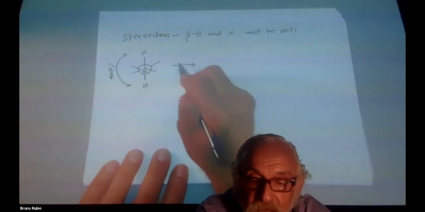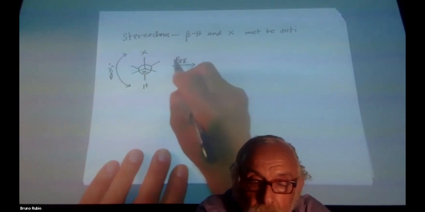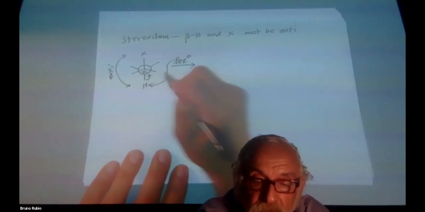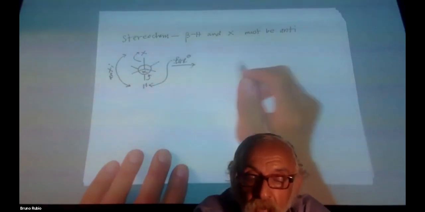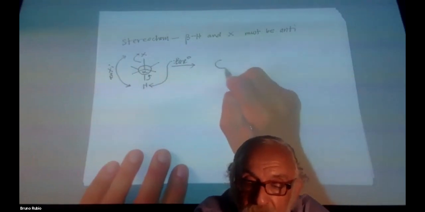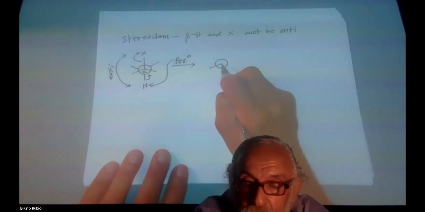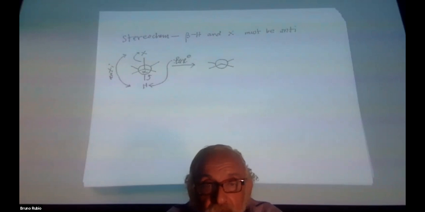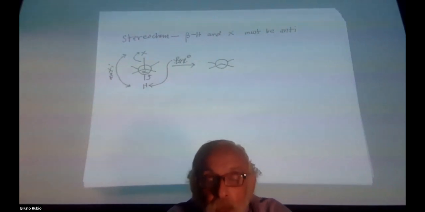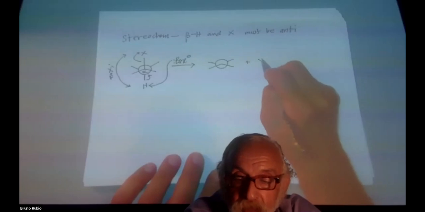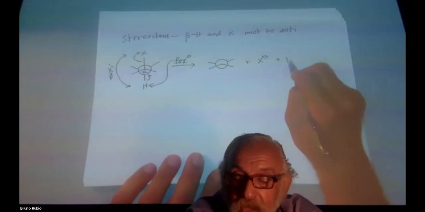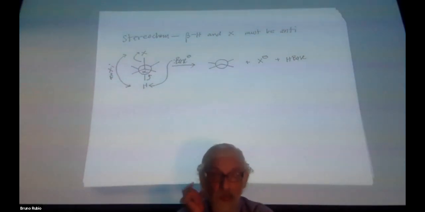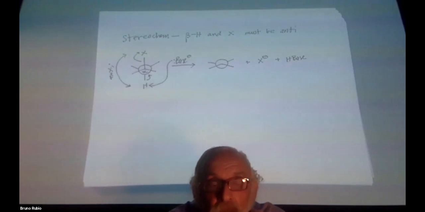And so the base comes in, removes the beta proton, a new double bond forms, and the leaving group leaves. All of this happens in one step. And what we're left with is an alkene. We could represent the alkene by a Newman projection that looks like that. But now the implication is there's a double bond there. And the other products of the reaction would be X minus and the conjugate acid of the base. Okay, so this is a stereochemical requirement.